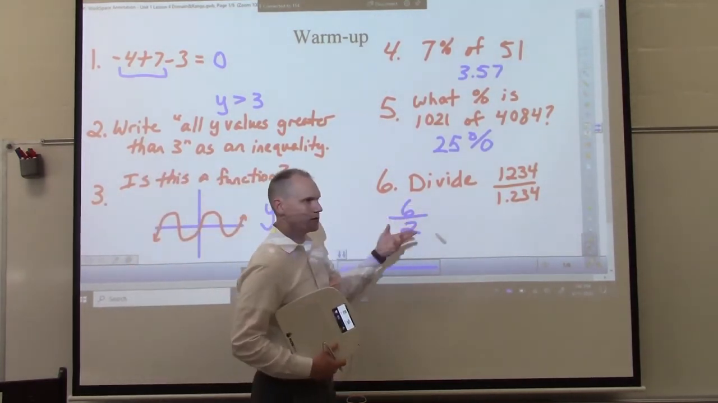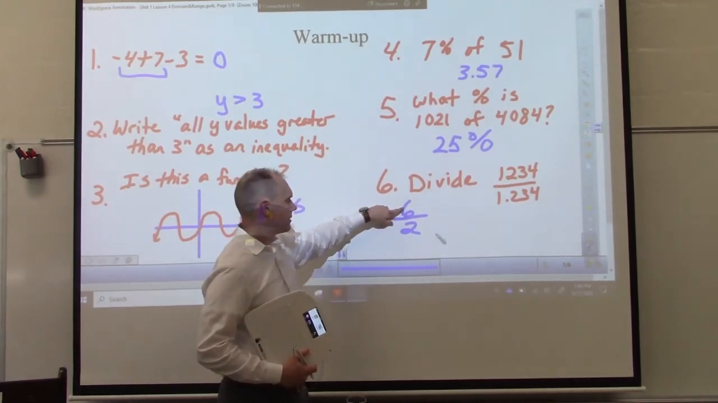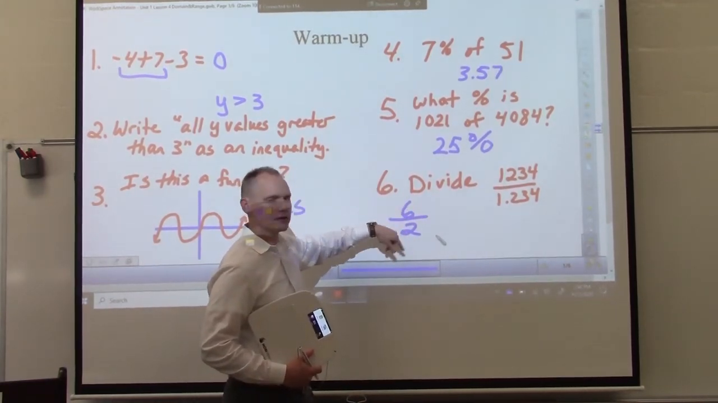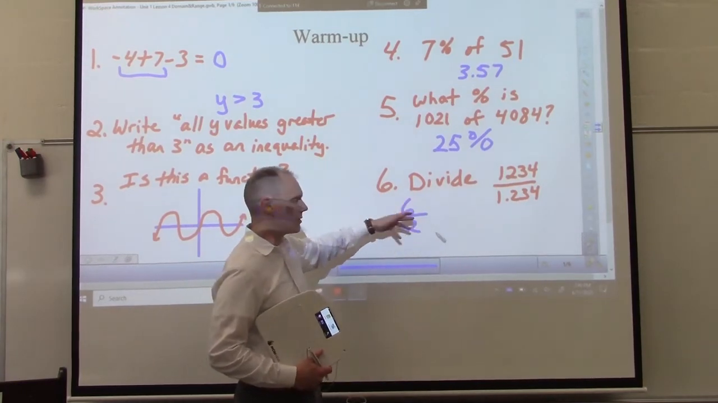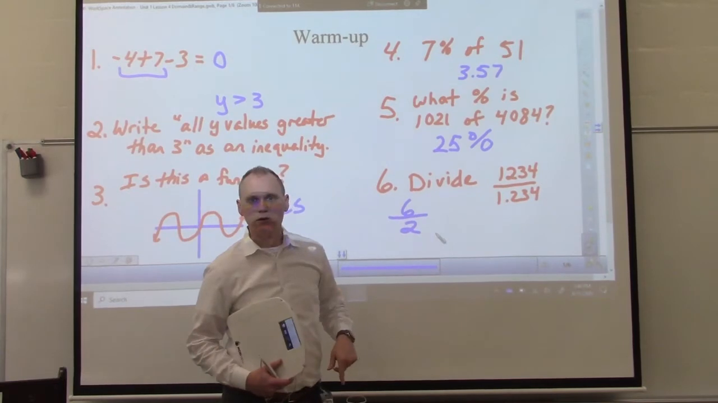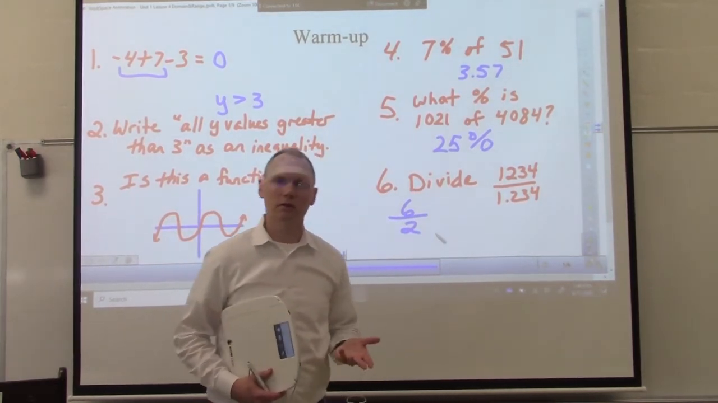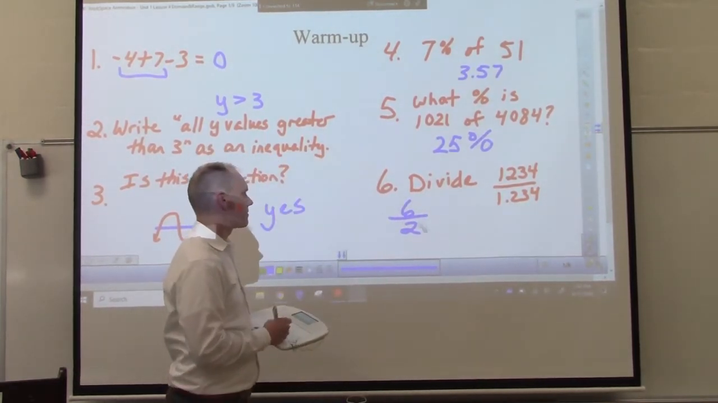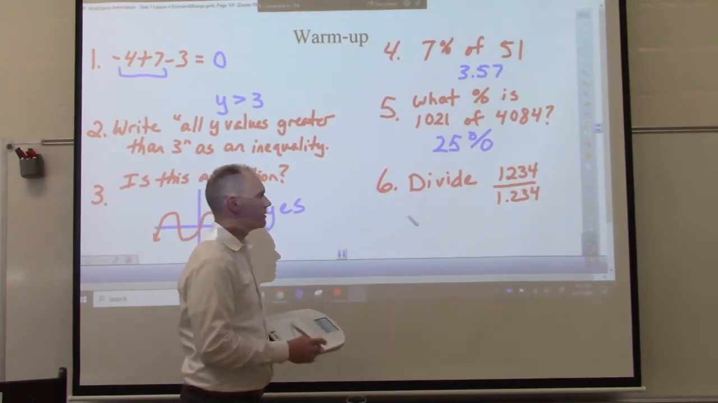Yes, you could think about it as division, how many groups of 2 would go into 6, or 6 divided by 2. Or you could think about it as 2 times what gives us 6? 2 times 3 gives us 6, so the quotient would be 3. Well, let's do the same thing here.